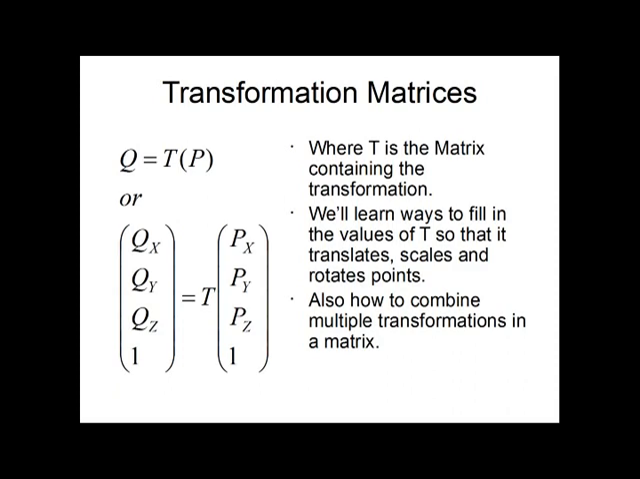So we have a transformation T of the point P that yields the point Q. And we want to set this up as a matrix. So we have T being a matrix that represents the transformation that we want to do to P and yields the point Q.